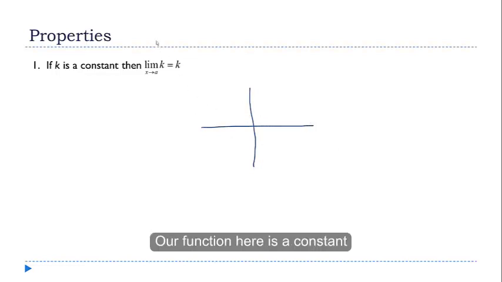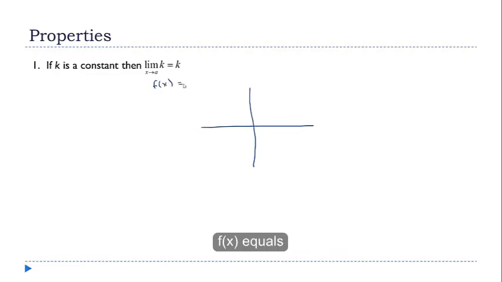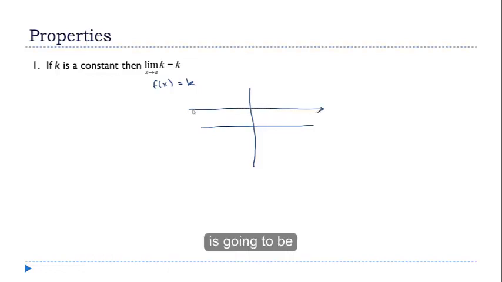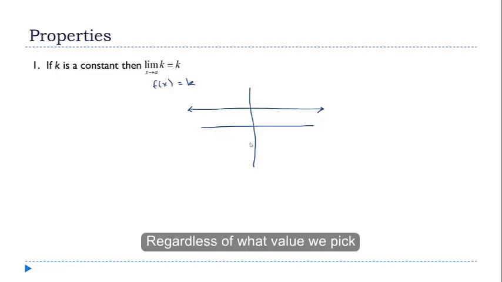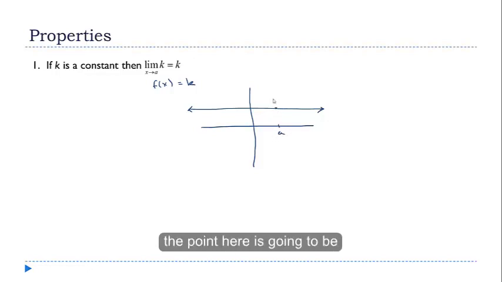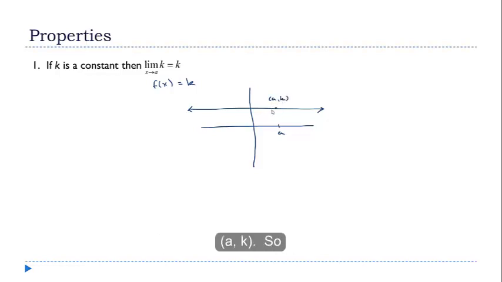Our function here is a constant. f of x equals k. For example, f of x equals 3 or f of x equals -2. The graph of that function is going to be a horizontal line. Now, regardless of what value we pick for a, the point here is going to be (a, k).